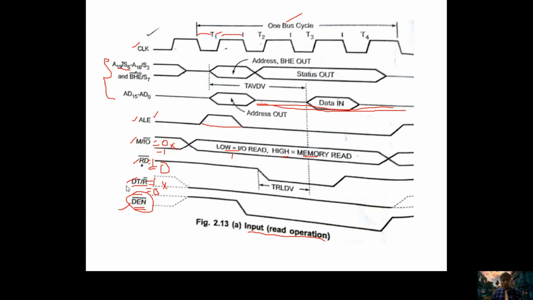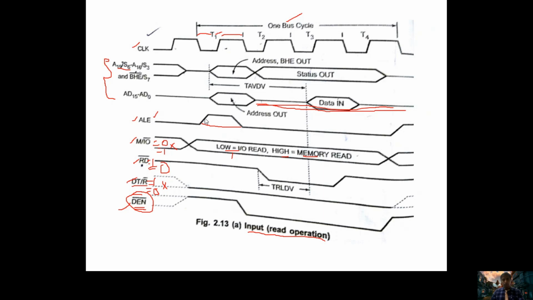Similarly, DT by R bar is also activated during T2 to T4 time. Depending on read and write, if it is a read operation, 0 should be activated. If it is a write operation, 1 should be activated. Nothing but high for transmitting, 0 for receiving. Similarly, read bar should be low from T2 to T4 time. M by IO bar should be 1 for memory operation and 0 for IO operation from T2 to T4 time only. Before T2, this should be in a tri-state. Here also DT by R bar, before T2, should be tri-state.